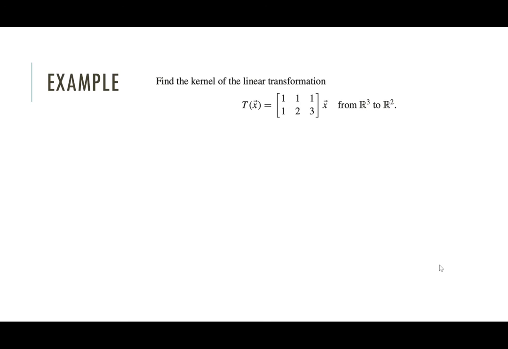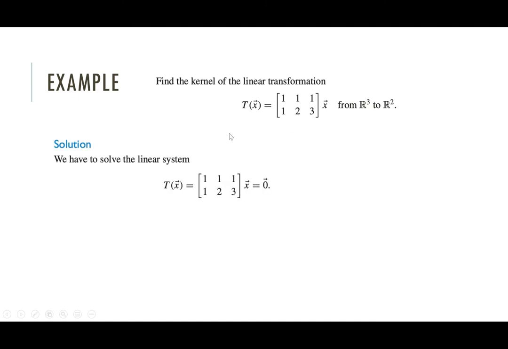Okay, now let's do an example. Just given our definition of a kernel, let's find the kernel of a linear transformation. Here we've got this transformation that's represented by multiplication by this matrix. It's a function from R3 to R2. So our kernel should consist of a set of three-dimensional vectors.